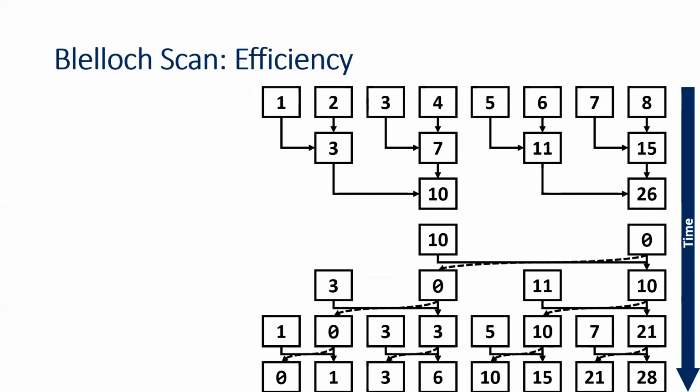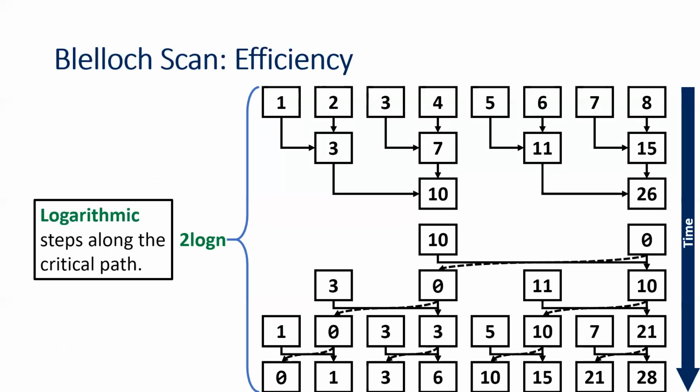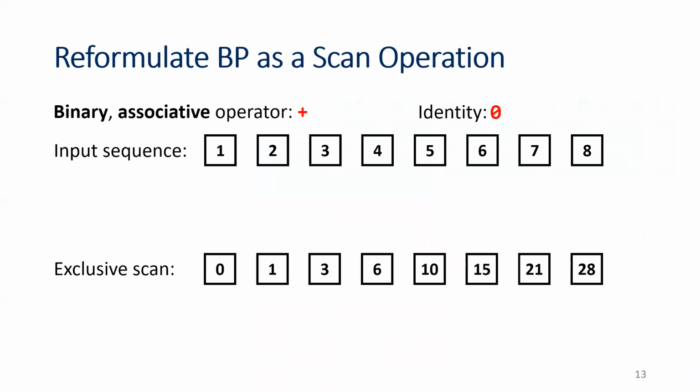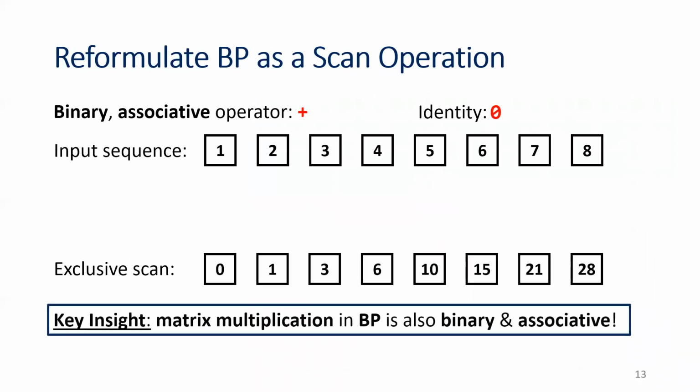Therefore, because the reduction tree has log n depths, it should be very obvious that Blelloch scan takes 2 log n steps along the critical path. Now let's look at how we can use the knowledge about scan in the case of BP. The key insight of our work is that matrix multiplication in BP is also binary and associative.